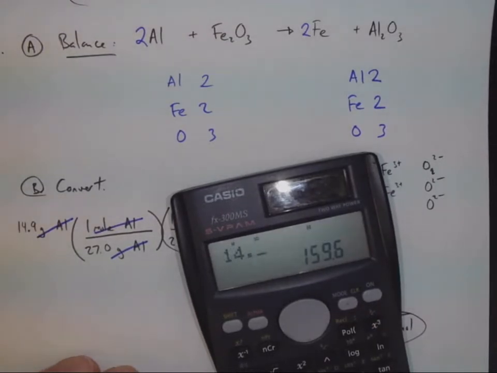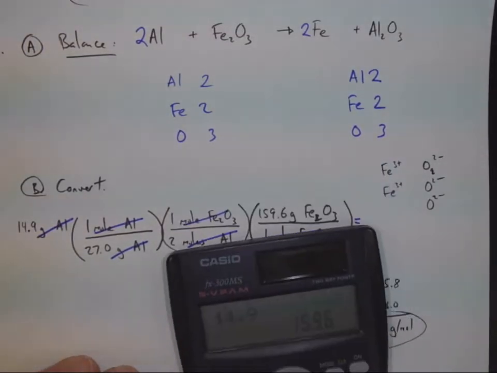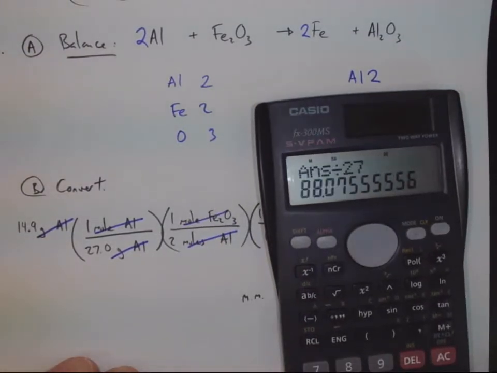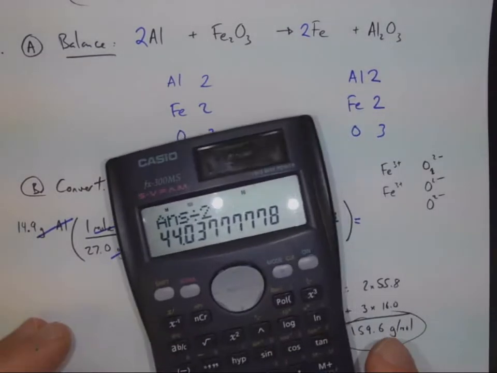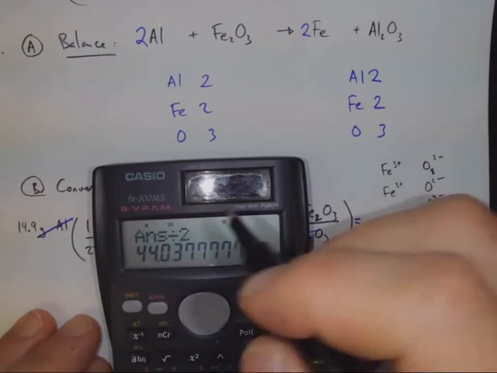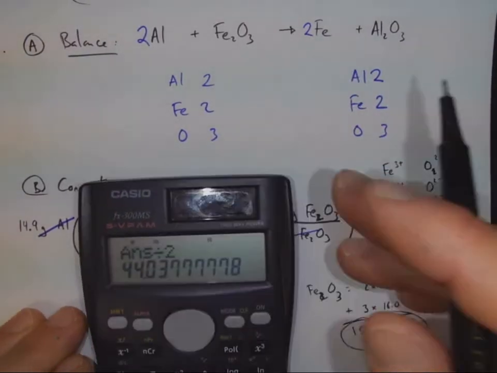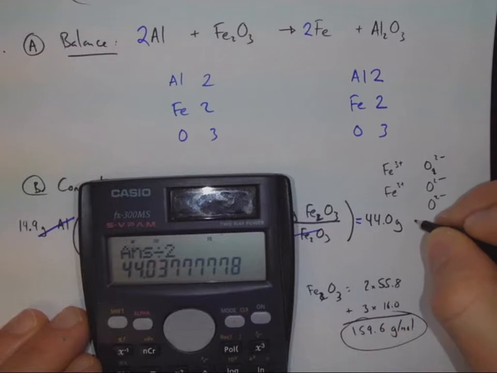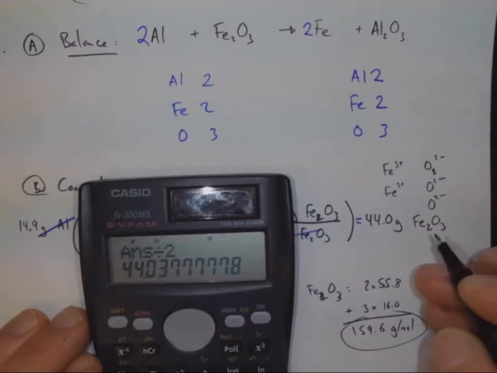So we've got 14.9 times 159.6, and then divided by 27, divided by 2. That's 44 grams. Oh, 44.0, I suppose, which has 3 sig figs here. 44.0 grams of iron 3 oxide.